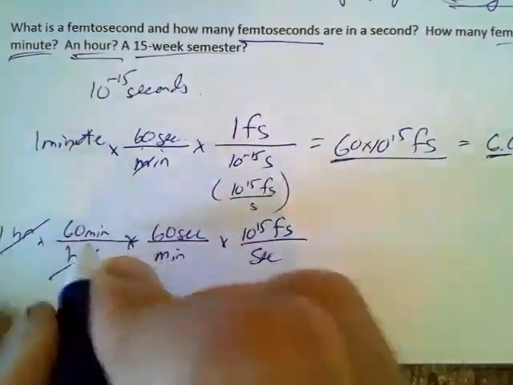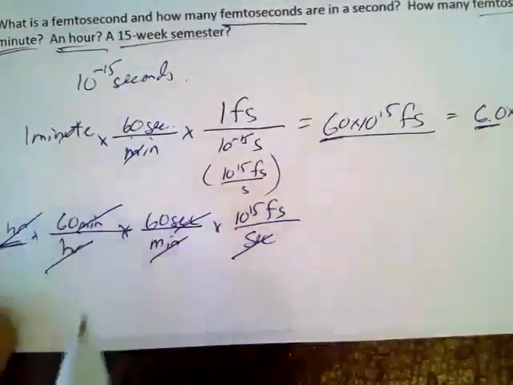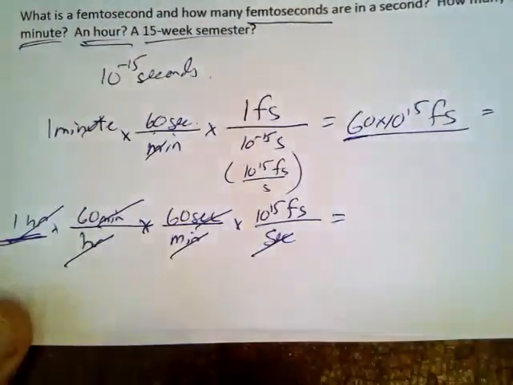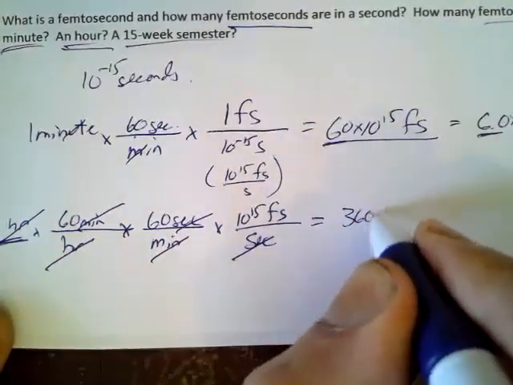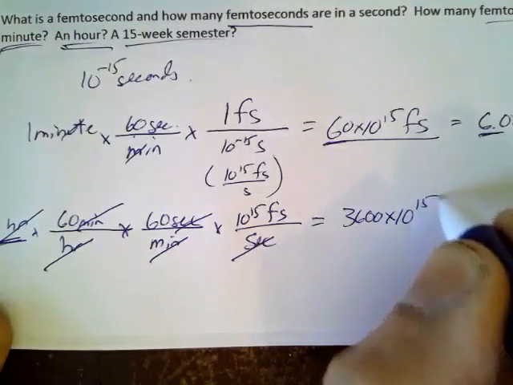So notice I'm convincing myself again, all of my units are going to cancel. I'm now converting 1 hour into femtoseconds. And if you just take 60 times 60, you get 3,600. So very easily without a calculator, you could report this as 3,600 times 10 to the 15th.